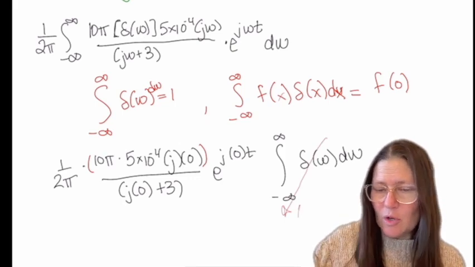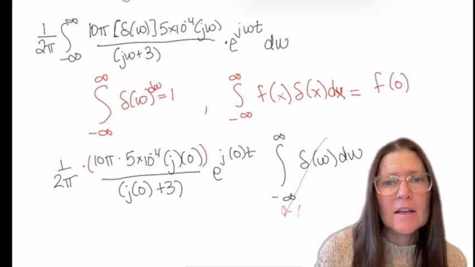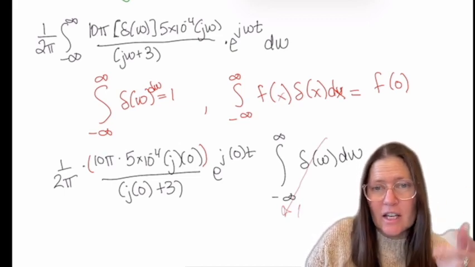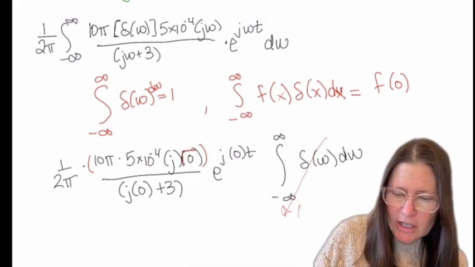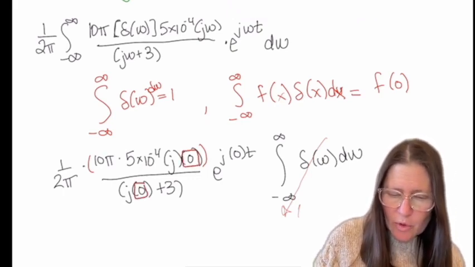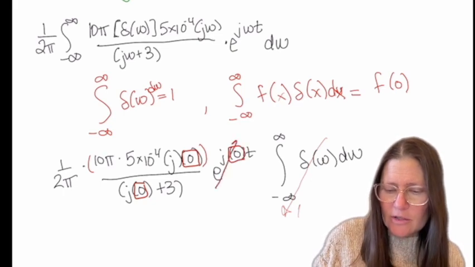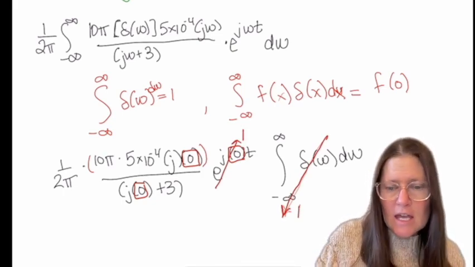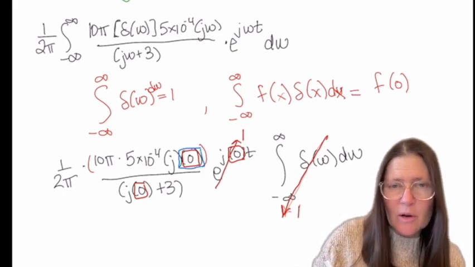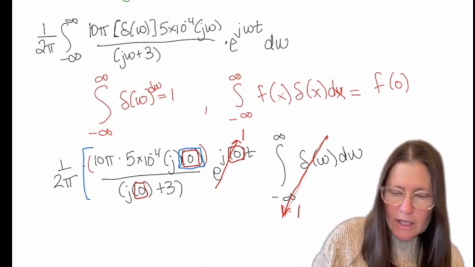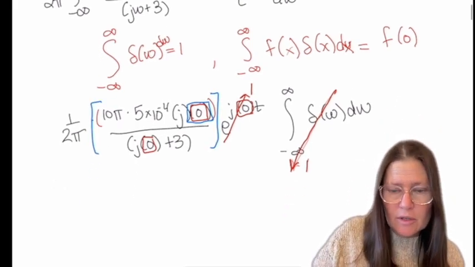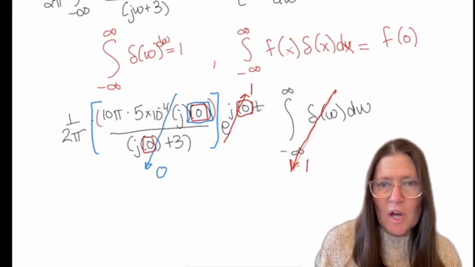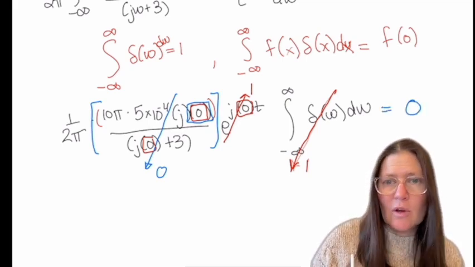And so this one will go to 1, and everything else will just be a single value, a constant that comes out of the integration. So plugging in the zeros, this term will go to 0, and then e raised to the 0 actually goes to 1, and that one went to 1. And then because of this 0 in the numerator, this whole quantity goes to 0. And so we have 1 over 2 pi times 0 times 1, which is going to yield a value of 0.